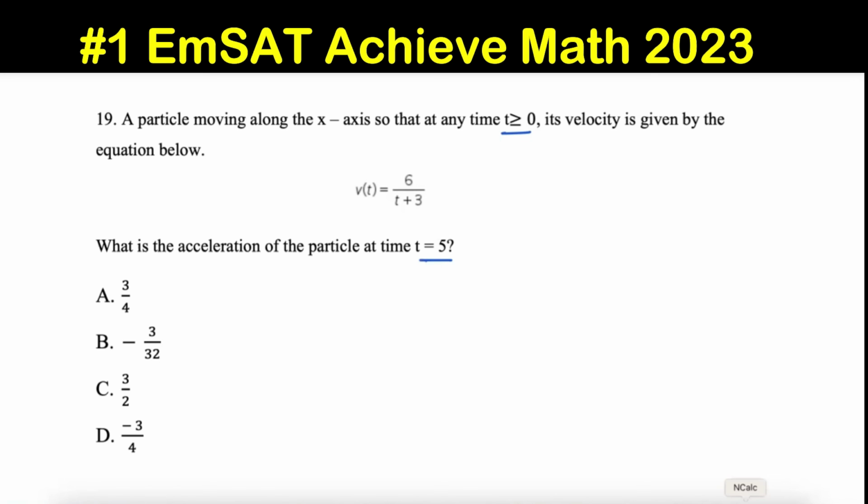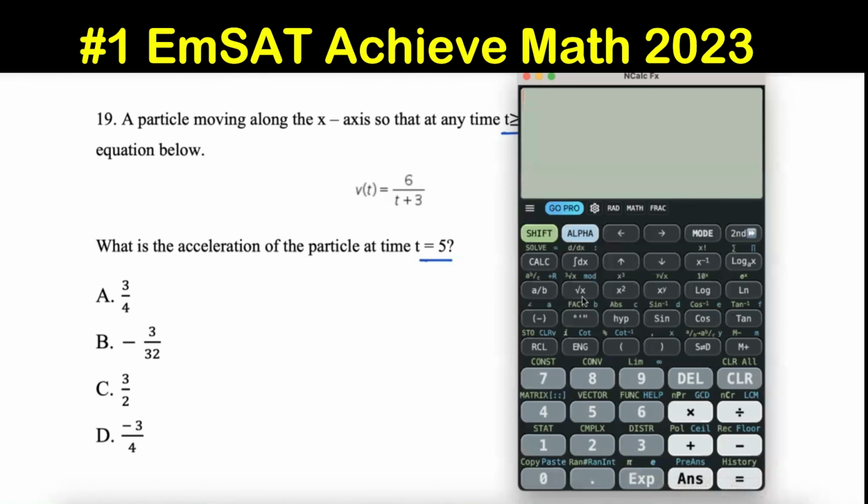As we are allowed to use a calculator, use the calculator: shift, derivative of, type that equation as it is, 6 divided by x plus 3. At what value are we supposed to find it? At the value of t equals 5. So substitute it as 5. In the calculator, we always do it in terms of x, whether the equation is given in terms of t, z, k, regardless, while working on the calculator, take it as x only. So we are getting the answer as minus 3 by 32, which is option B.